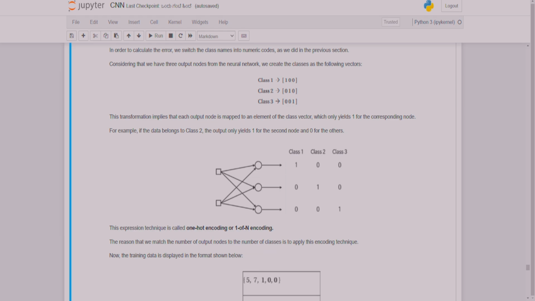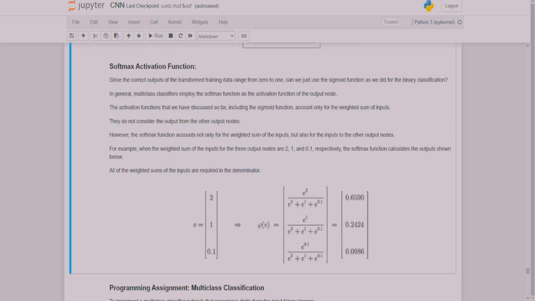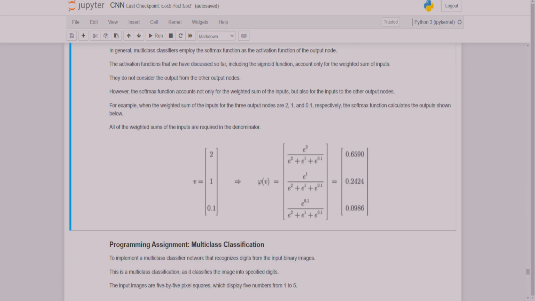I'll answer your question about how we classify. Let's go to this example. The final output you get before the activation function is this V. The first neuron generated 2, the second neuron generated 1, the third neuron generated 0.1. Now I pass these values into the activation function. See, the activation function is changed now. It's not the previous sigmoid, it is the softmax function. Softmax function calculates something like this.